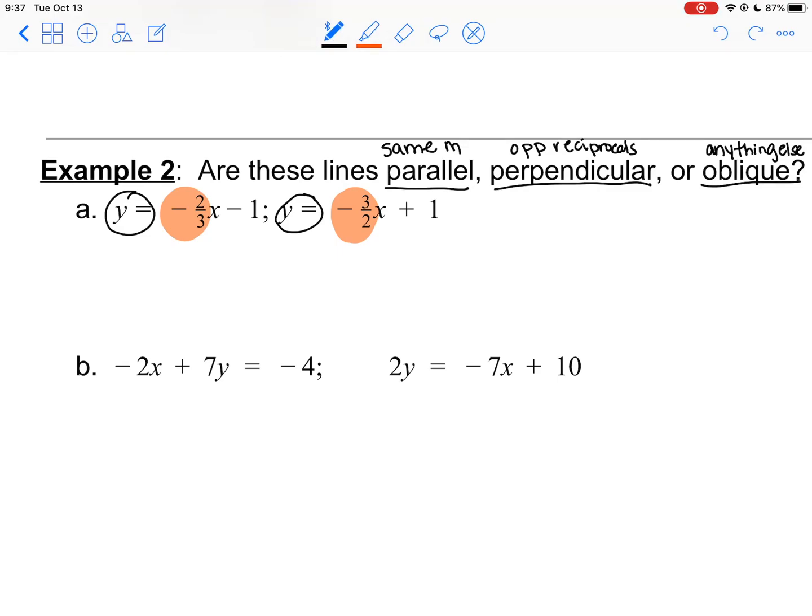So they're definitely not parallel because they are not exactly the same slope. So one is negative 2/3, the other is negative 3/2. So these are not parallel lines. So parallel is a no.